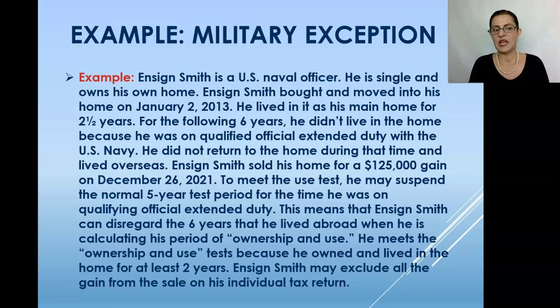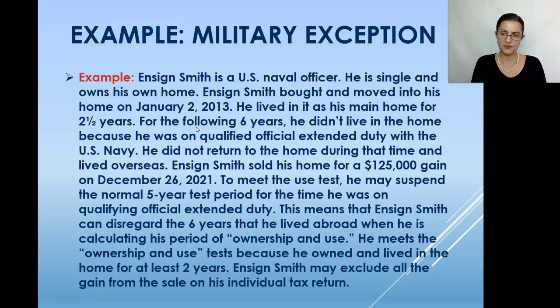So example, Ensign Smith is a U.S. naval officer. He is single and owns his own home. Ensign Smith bought and moved into his home on January 2nd, 2013. So this is when he bought it, 2013. He lived in it as his main home for 2.5 years. So he met the ownership and use test already. But then in the following 6 years, he didn't live in the home because he was on qualified official extended duty with the U.S. Navy.